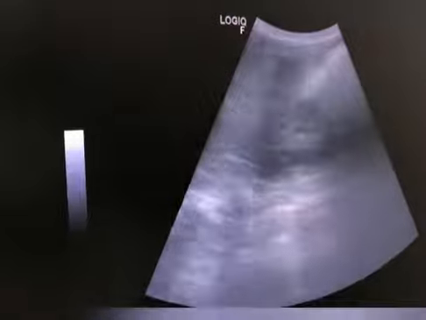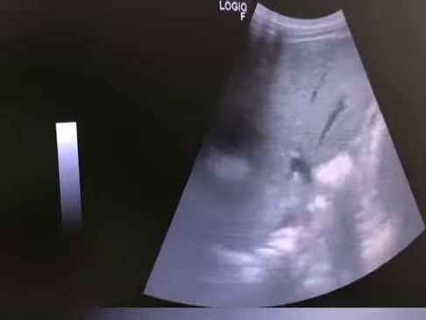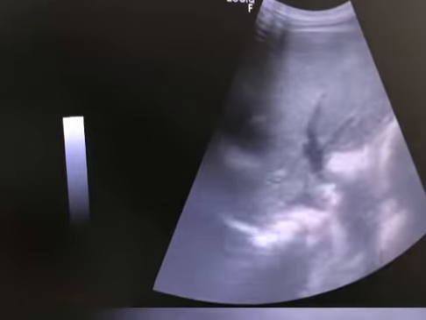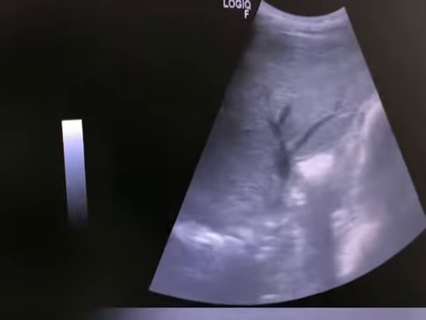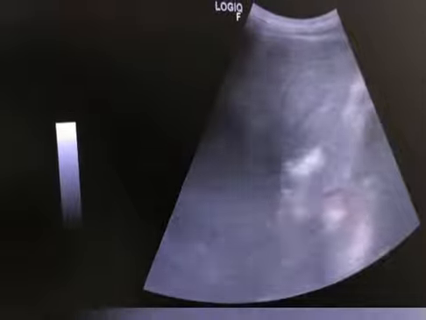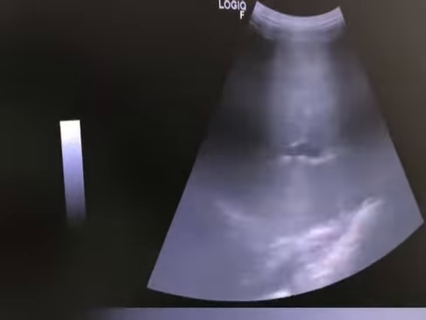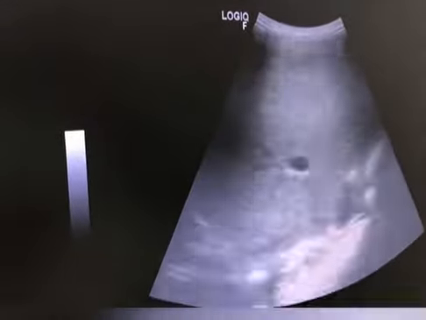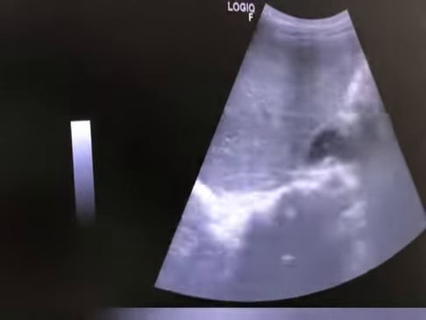When we scan for the kidney in this section, by tilting the probe we see the gallbladder, but here the gallbladder is not at all visualized by any effort in any direction. Gallbladder is not visualized by placing the probe on the right side while viewing the kidney.